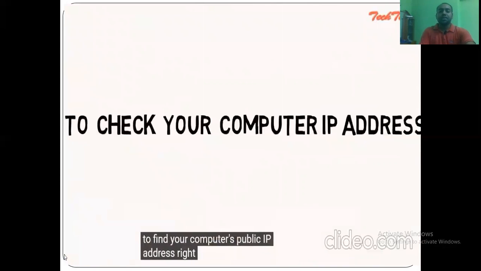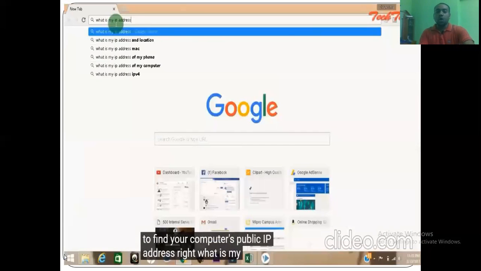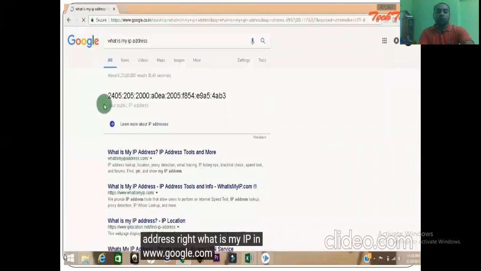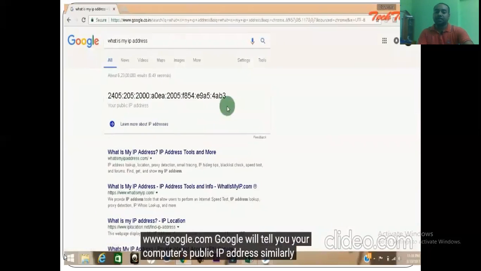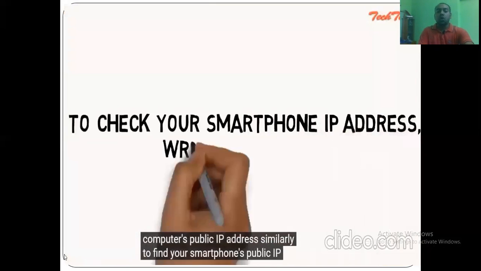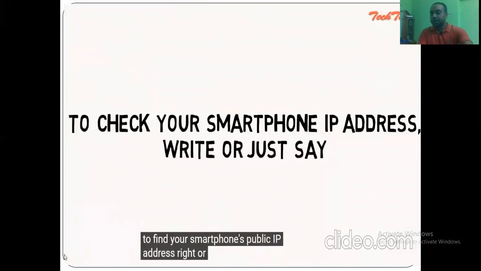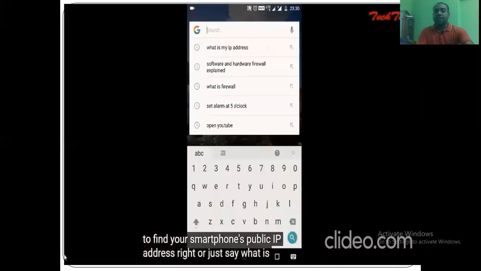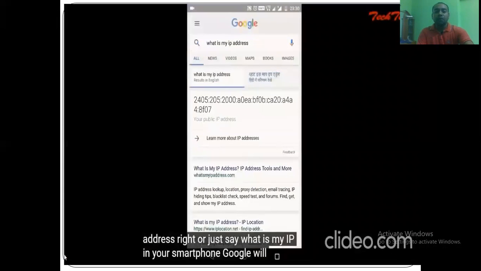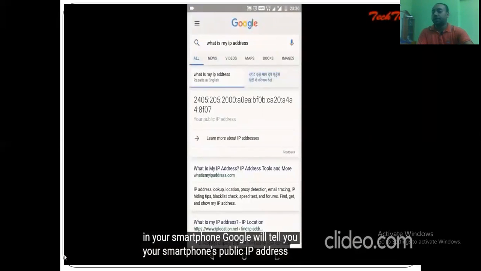To find your computer's public IP address, write "what is my IP" in www.google.com. Google will tell you your computer's public IP address. Similarly, to find out your smartphone's public IP address, just say "what is my IP" in your smartphone. Google will tell you your smartphone's public IP address.